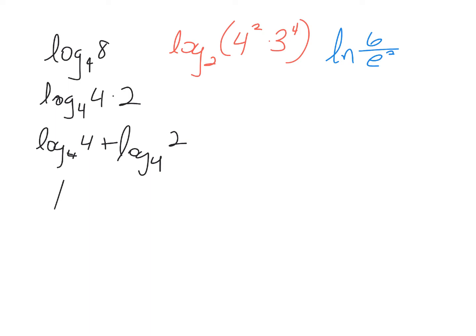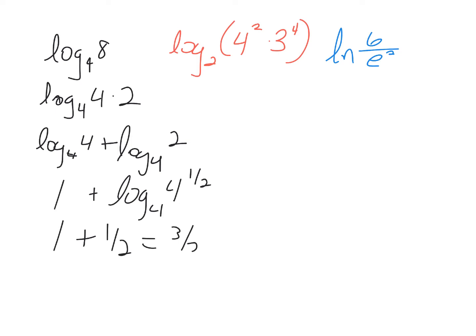And also, we can change log base 4 of 2 to log base 4 of 4 to the 1/2. Square root of 4 is 2, right? So if I change it to log base 4 of 4 to the 1/2, we move the 1/2 up front, and once again, we know log base 4 of 4 is 1. So it'll be 1 plus 1/2, which is 3/2. That's that one.